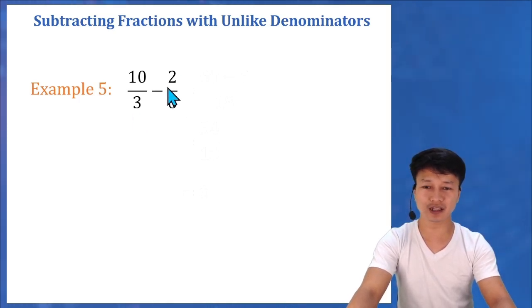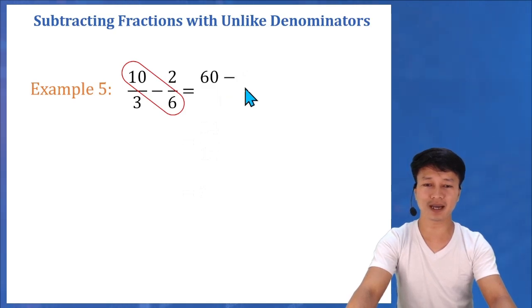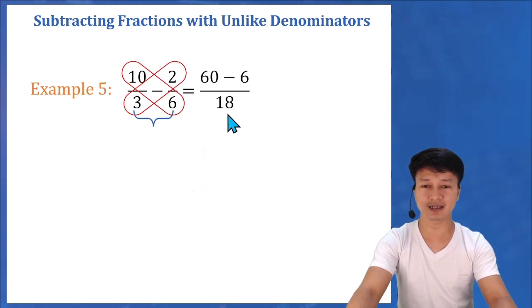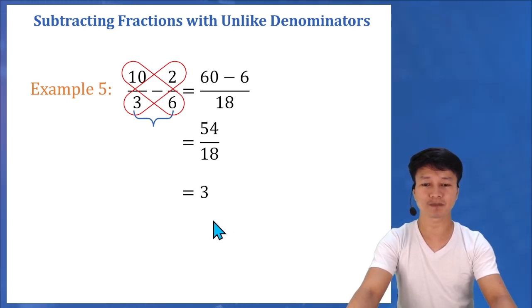So let's consider that the two fractions are dissimilar fractions. So we are going to use the butterfly method in this situation. So we have 10 times 6, that will give us 60, minus 2 times 3 is 6, over the product of the two denominators, 3 and 6, is 18. And so we can now simplify 60 minus 6, that will give us 54, over the common denominator 18. And dividing 54 by 18 gives us a quotient of 3. So the final answer is 3.